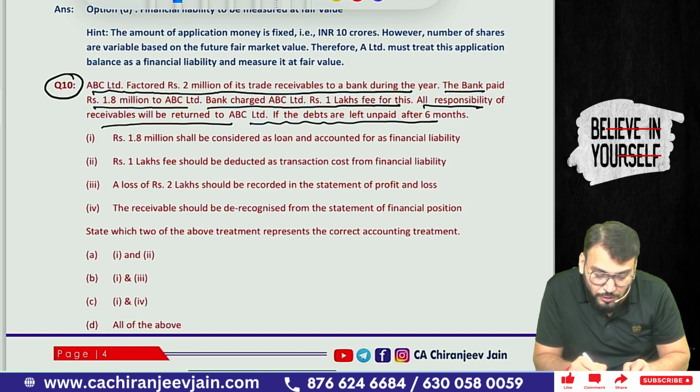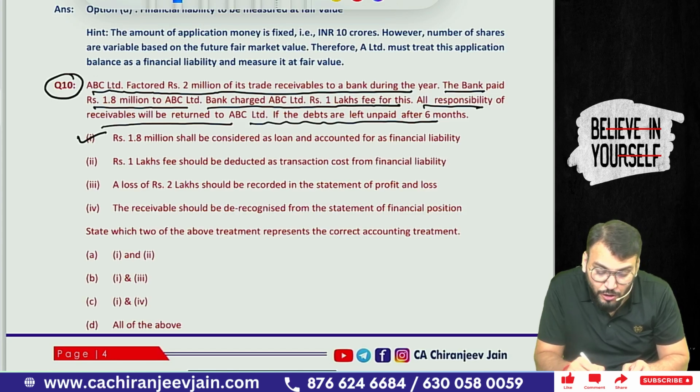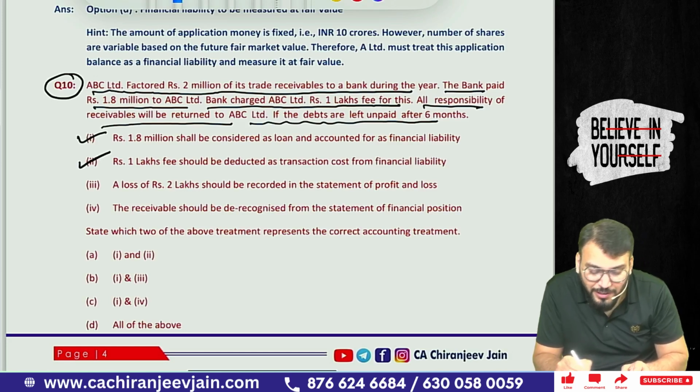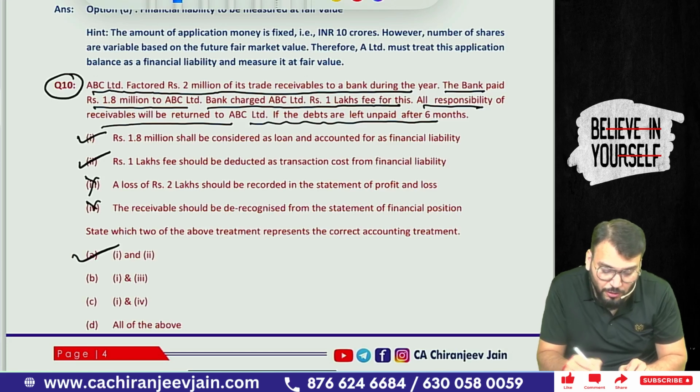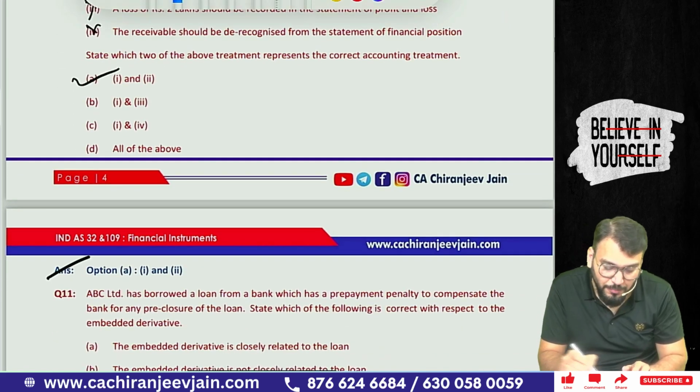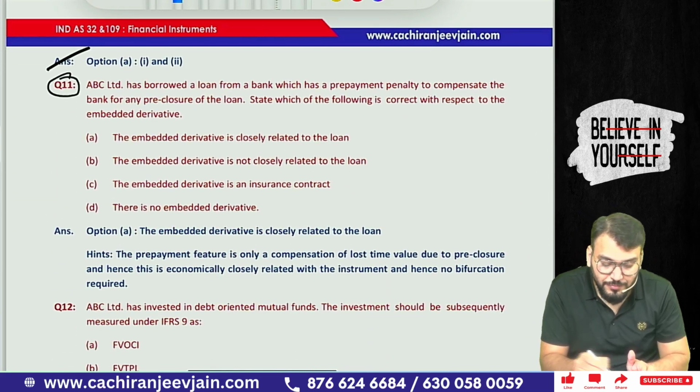Let's see. 1.8 million shall be considered as a loan and accounted as a financial liability. This is correct. 1 lakh should be deducted as transaction cost for the financial liability. This is also correct. And a loss of 2 lakhs should be recorded. This is not correct. The receivables should be de-recognized. This is also not correct. So which one is correct? 1 and 2 are correct. Option number A is correct. You can see option number A is correct.